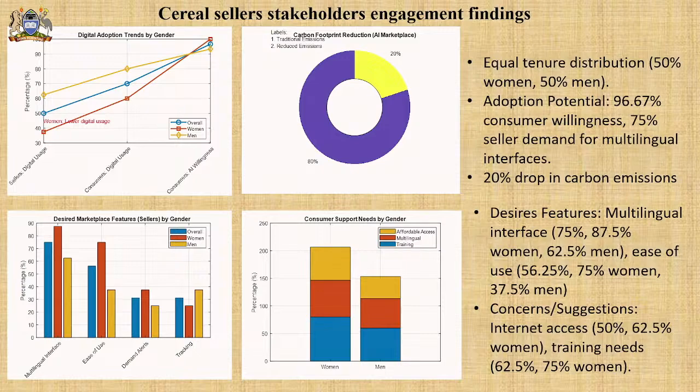Then we also engage cereal sellers. Of course, you cannot eat vegetables alone; you need to get some cereals. So we also engage some cereal sellers so that we can embed them in our application.